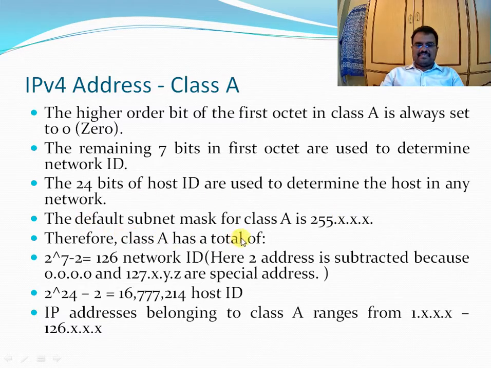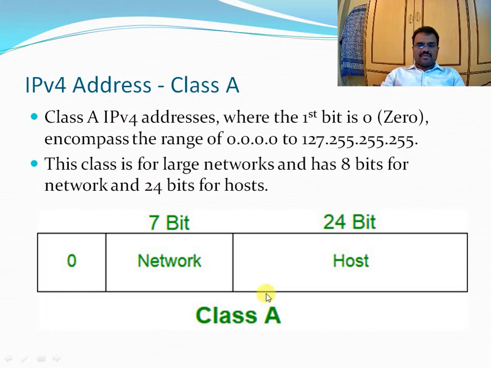Therefore, class A has a total of 2 to the power of 7 minus 2, which is equivalent to 126 network IDs. Here 2 addresses are subtracted because 0 and 127 are special addresses. So here 2 to the power of 24 minus 2 is equivalent to 16,777,214 host IDs, and IP addresses belonging to class A range from 1.x.x.x to 126.x.x.x.